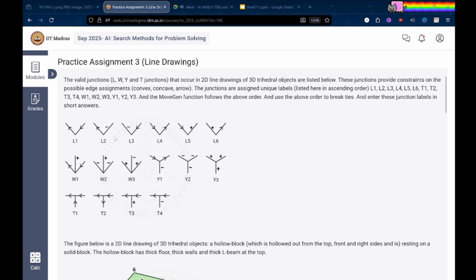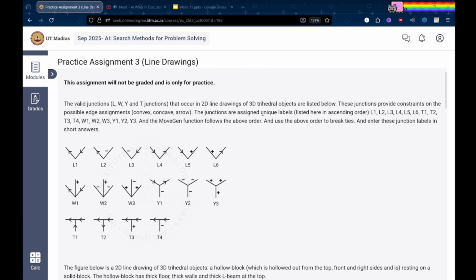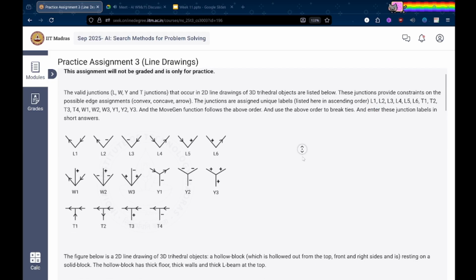I'm okay with increasing the pace. Okay, the valid junctions that occur in 2D line drawings are given. These junctions provide constraints on the possible edge assignments: convex, concave, and arrow. The junctions are assigned unique labels L1 to L6, T1 to T4, W1 to W3, Y1 to Y3. The moveGen function uses the above order to break the ties. So if there are any ties, break using this order, and enter these junction labels in short answers.